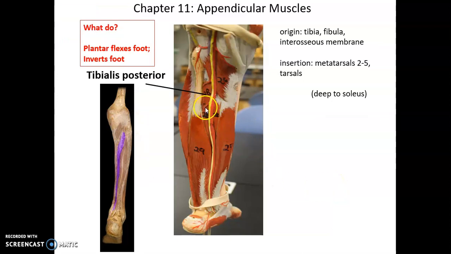And then further back, we have tibialis posterior, so it's on the back side of the tibia. Origin, tibia and fibula, and interosseous membrane, and it inserts into metatarsals 2 through 5 and in some of the tarsals. And it can plantar flex the foot and invert the foot, so turn the foot so that the bottom of the foot is facing medially. And that is it for this part of chapter 11.